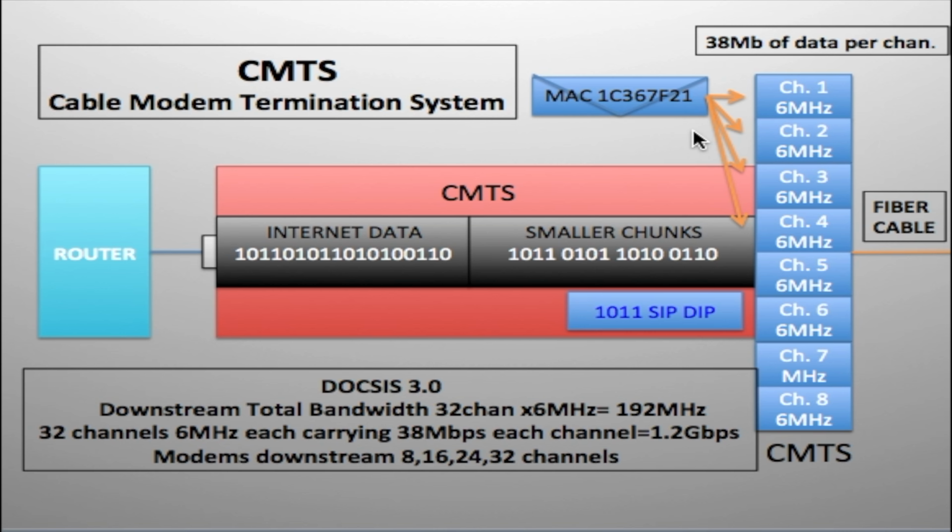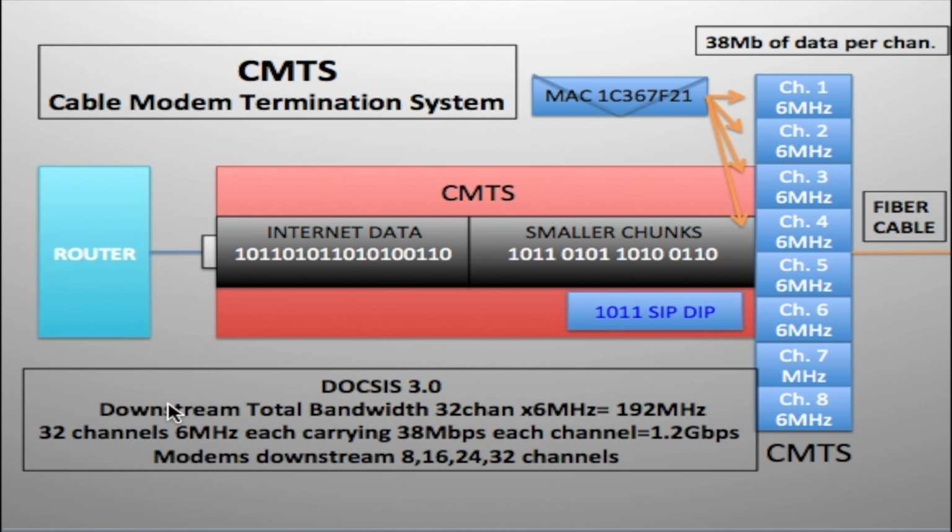So what I have written over here are the channels that this information is going to be sent on. I'm using DOCSIS 3.0 for this example. We have DOCSIS 3.1 and DOCSIS 4 as well, but in this example, I'm using DOCSIS 3.0. So we have 32 channels for DOCSIS 3.0 from channel 1 right up to channel 32. And each one of these channels occupies a space of 6 megahertz. And we can send 38 megabits of data over each one of these channels.